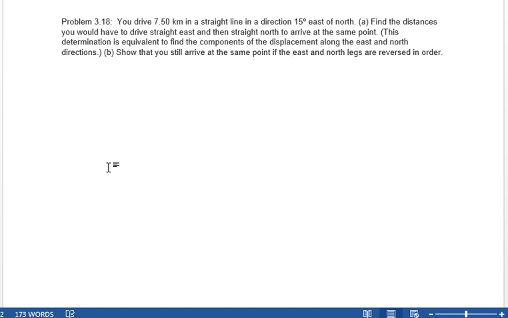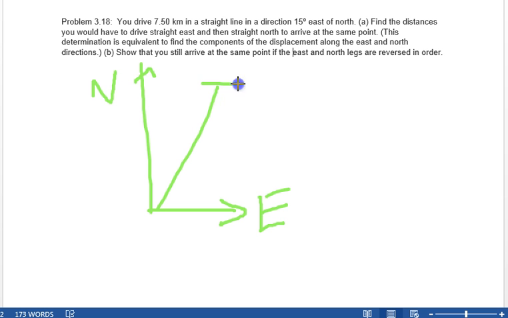All right, Chapter 3, Problem 18. You drive 75 kilometers in a straight line in direction 15 degrees east of north. So what does that mean? That means if we draw east and we draw north, you went 15 degrees east of north, and you went 7.5 kilometers. What does that mean? Well, find the distance you would have driven straight east and then straight north to arrive at the same point.